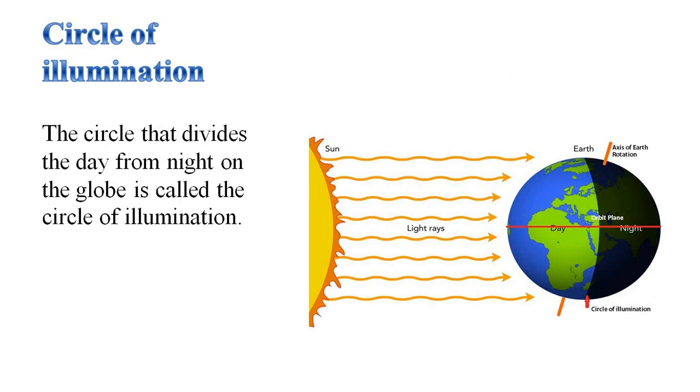Circle of illumination. Due to the spherical shape of the Earth, only half of it gets light from the Sun at a time. So, there is a circle formed between the dark portion and the lightened portion of the Earth. The circle that divides the day from night on the globe is called the circle of illumination.